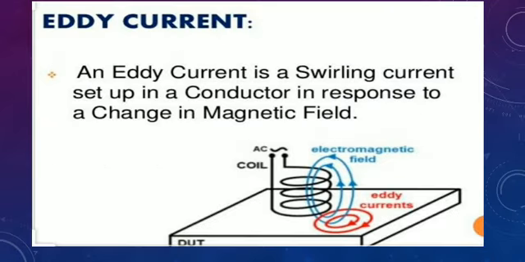See this. This is that metal, and this is the coil connected to AC. When the coil is attached to the metal, with the flow of alternating current, electromagnetic induction takes place. Due to the electromagnetic induction, eddy current is induced in the metal. That's why eddy current is a swirling current set up in the conductor in response to a change in the magnetic field. The eddy current flows like this.